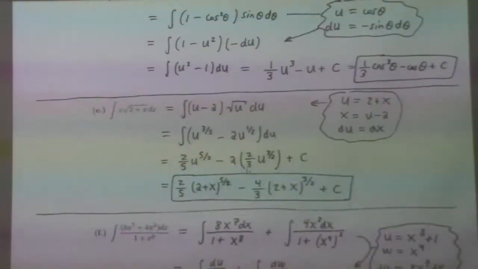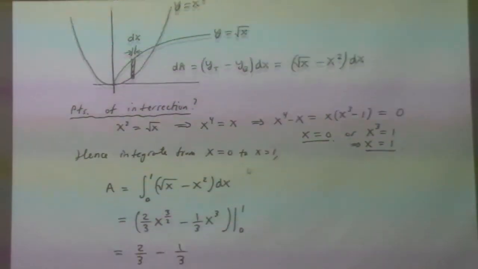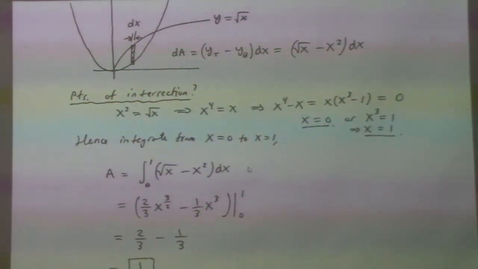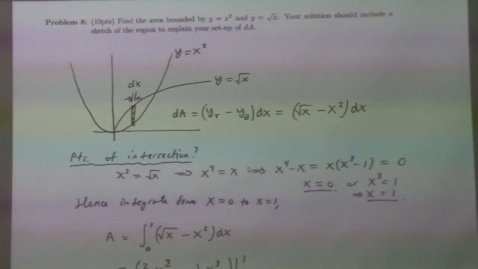So let's see here. This one, I don't think I did this one. I might have done this one. I can't remember if I did this one in class or not. I might have. So x squared is below, the square root is on top. Points of intersection are at 0 and 1.